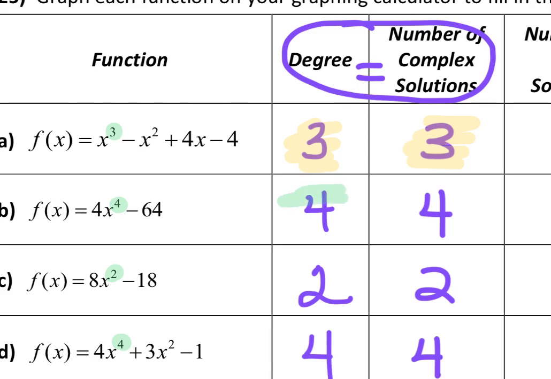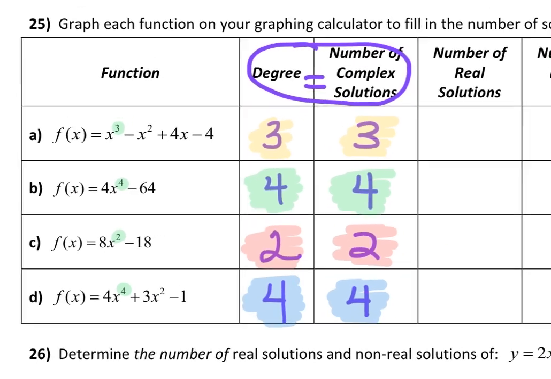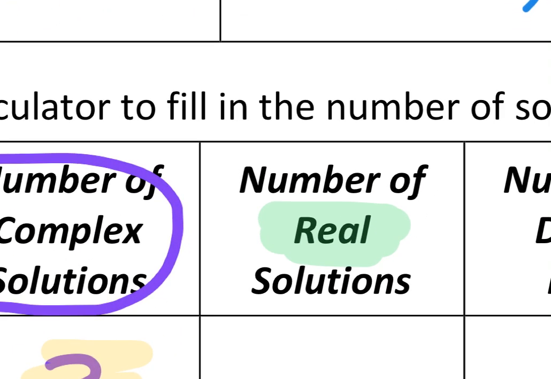If it's degree 4, you've got 4 complex solutions. If it's degree 2, you've got 2 complex solutions. And I'm running out of colors, but if it's degree 4, again, you've got 4 complex solutions. All those numbers should be equal to each other in those 2 rows. But in order to decide how many real solutions there are, you need to graph it. So make a little note to yourself on that section that you want to draw the graphs of each.